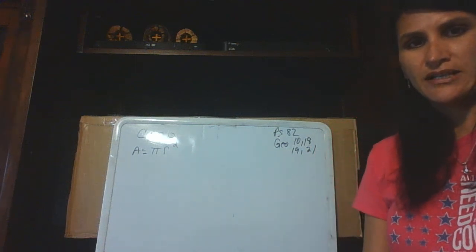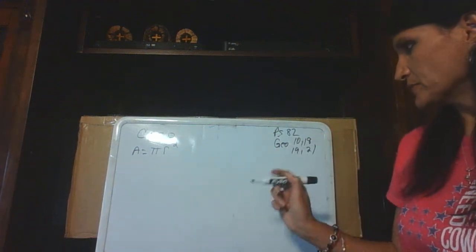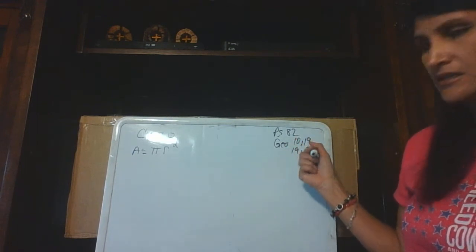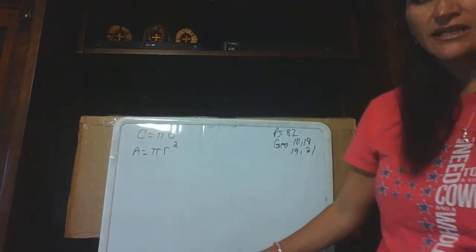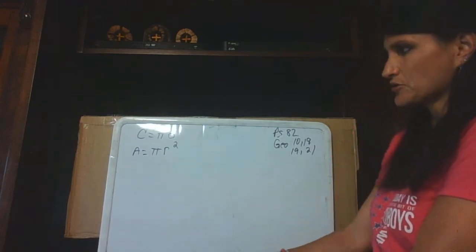Hi guys, so today is problem set 82, the geometry is going to be 10, 18, 19, and 21, okay? This is actually a pretty easy lesson. We've already done the circumference of a circle.